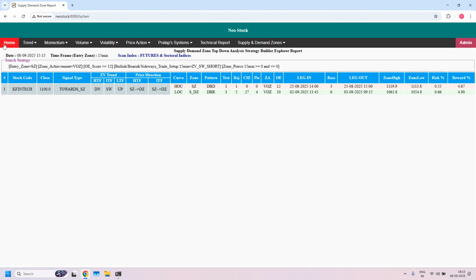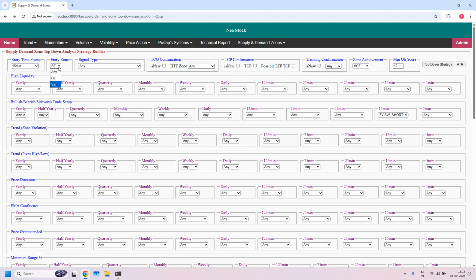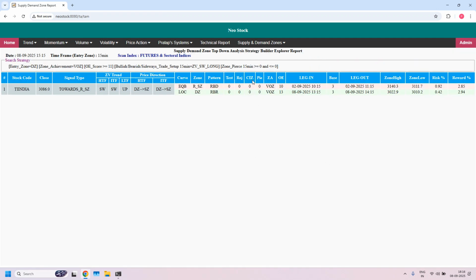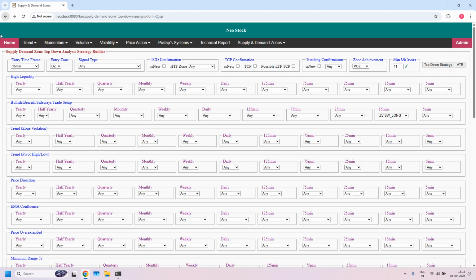Next, bullish trade setup for daily income trade. Changes are 15 minutes demand zone, then here bullish. And also minimum order enhancer score. Earlier I made a mistake. I have to give 11 for sideways. I'll regenerate again. Sideways long trade setup, I am generating again, 15 minutes demand zone. It should be 11 for sideways. Even then one stock only we got. Good. And sideways short trade setup, 15 minutes supply zone.